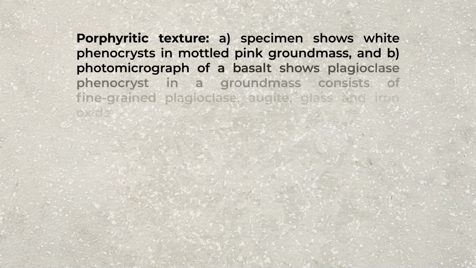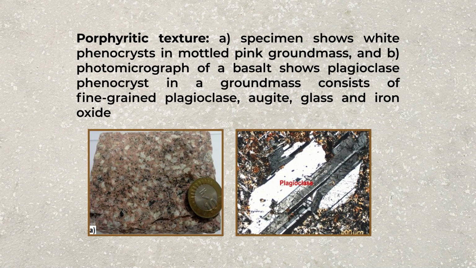Let me show you a hand specimen of porphyritic texture, which shows phenocrysts in a mottled pink groundmass, and a micrograph of a basalt that shows plagioclase phenocrysts in a groundmass which consists of fine-grained plagioclase, augite, glass and iron oxide. On my right hand side you can see.